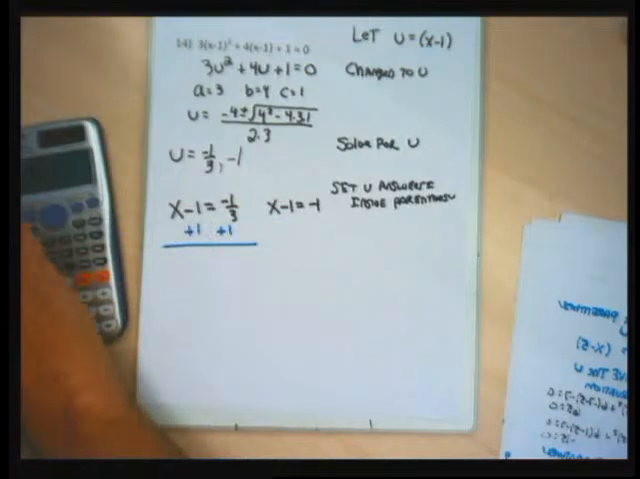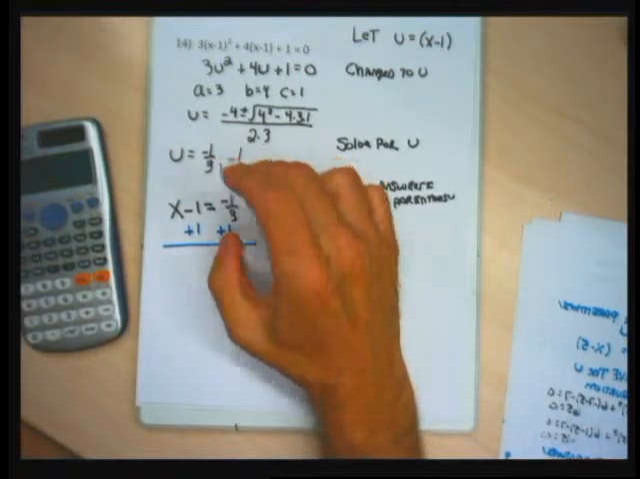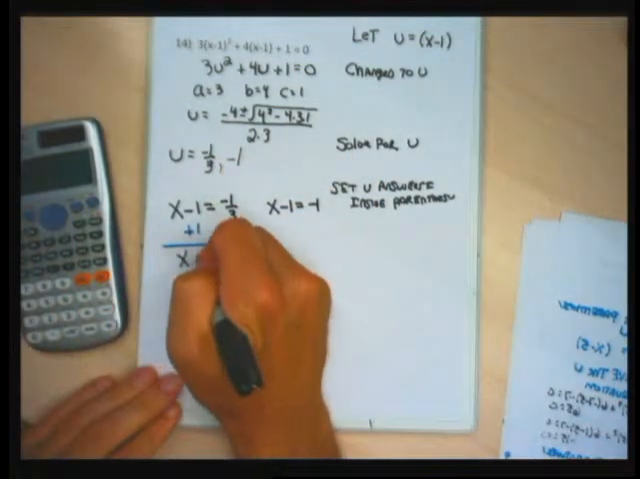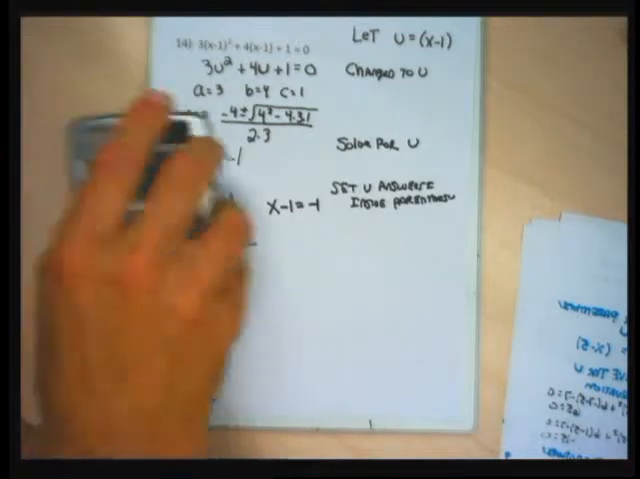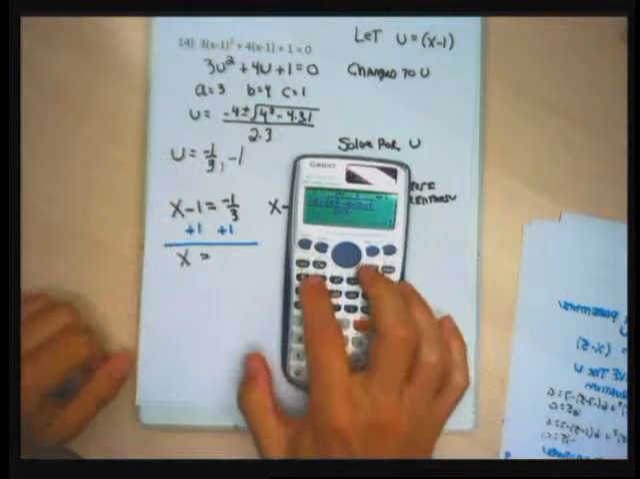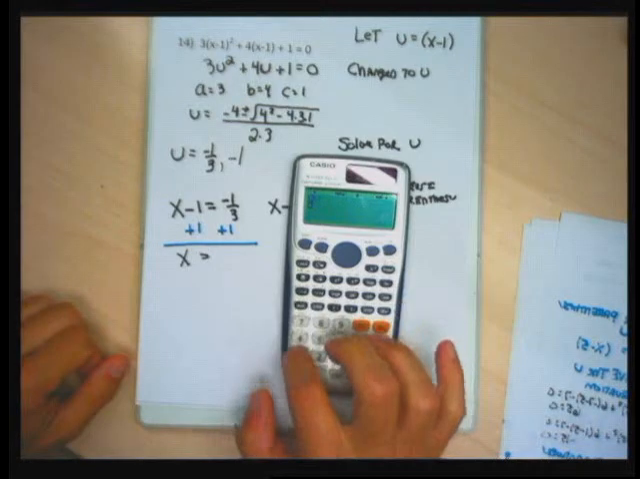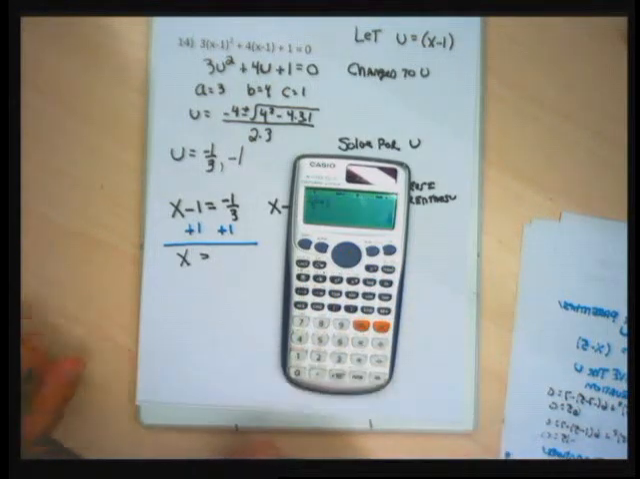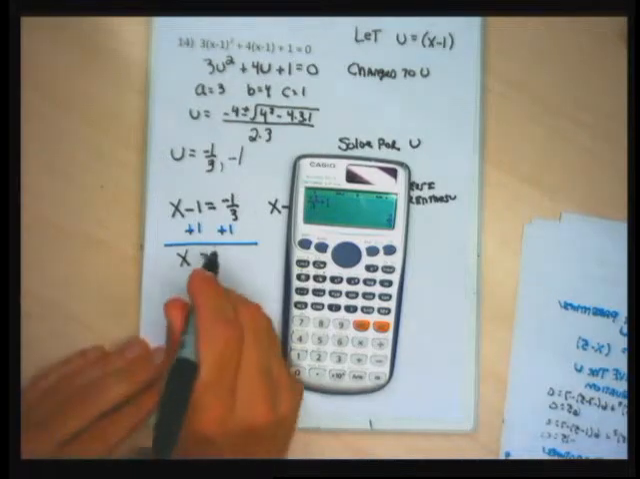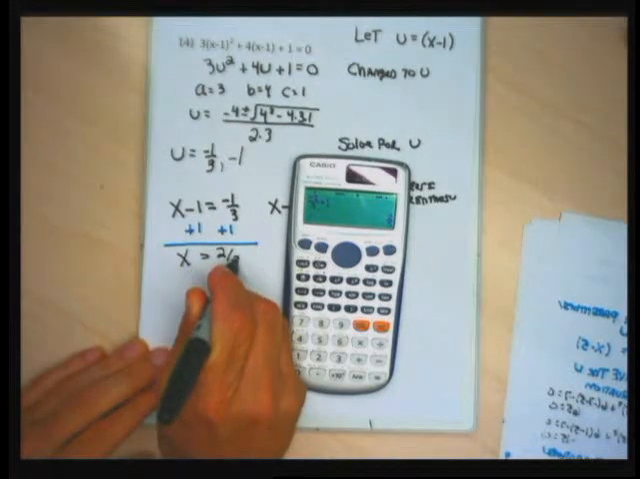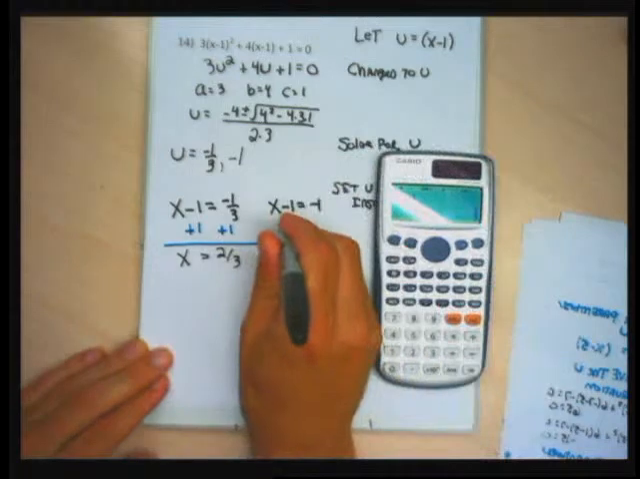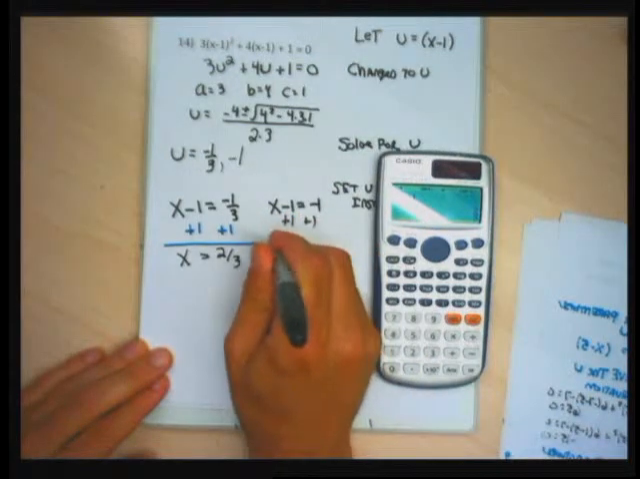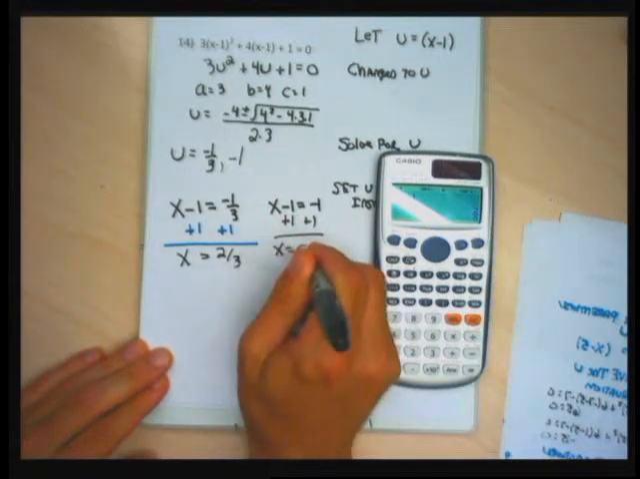So for the fraction one, I have to add 1 to both sides. Left side is easy. Right side, I don't feel like adding negative 1/3 and 1, so I'm going to do it on my calculator. I'm going to go negative 1 over 3 plus 1. My calculator is so nice and tells me that that's 2/3. Saved me having to work with fractions. And then this one, I go plus 1 plus 1. I get x equal to 0.